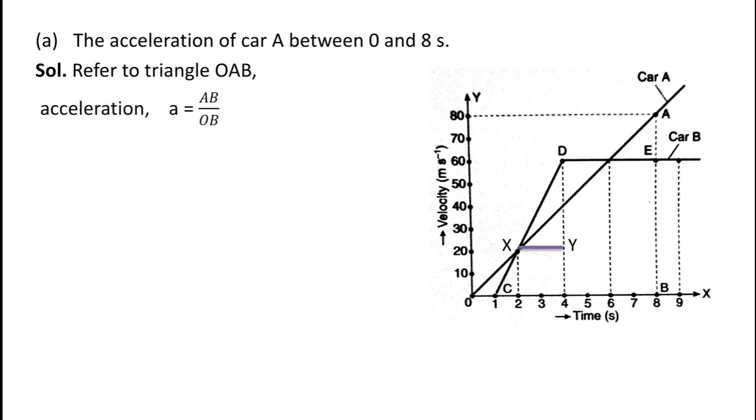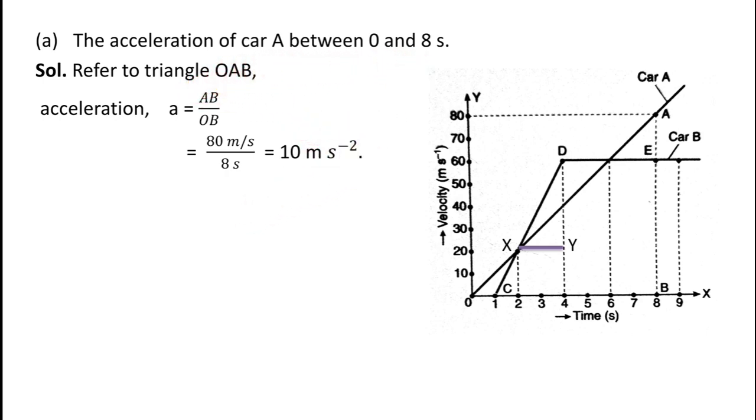Again you can see that the value of AB is equal to 80 meter per second and the value of OB is equal to 8 second. So by putting this value, AB is equal to 80 meter per second divided by 8 second, which comes out to be 10 meter per second square. Hence we can say that the acceleration of car A between 0 and 8 second is 10 meter per second square.